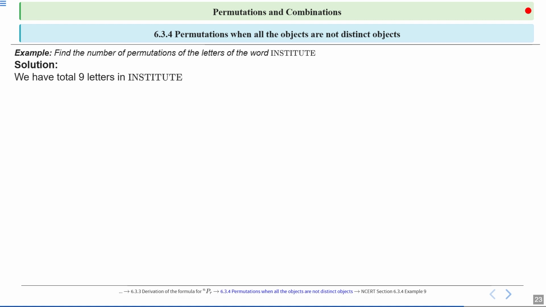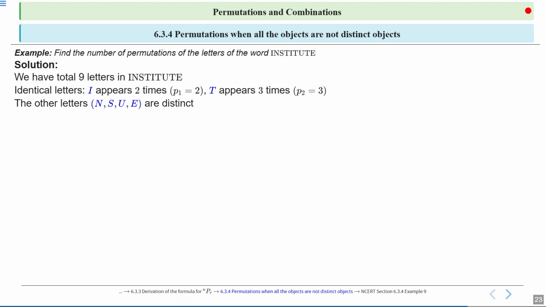Look students, here we have a total of 9 letters in institute. Okay. Here the identical letter I appears 2 times, so P1 is 2. T appears 3 times, so P2 is 3. The other letters N, S, U, E are distinct letters.